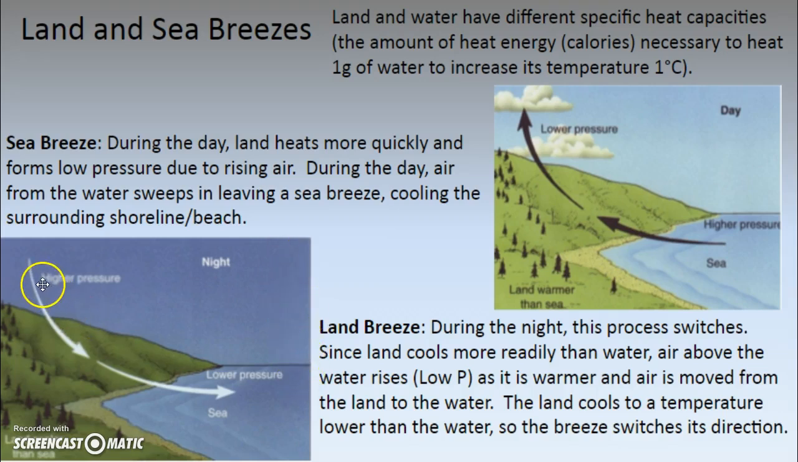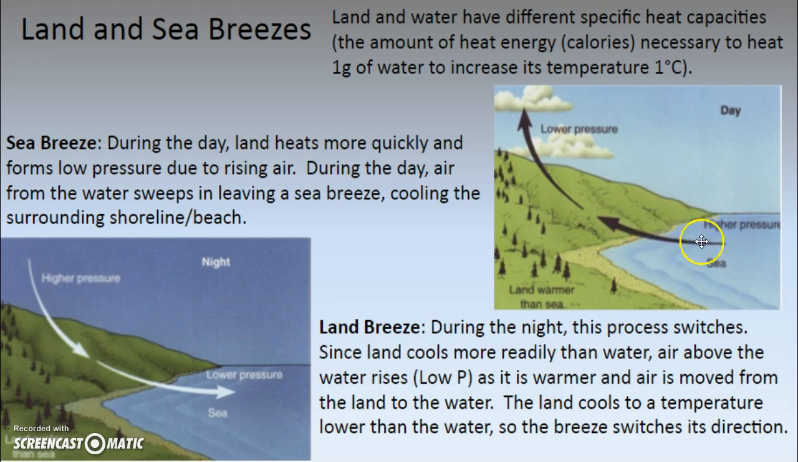And then the higher pressure is going to be air that's from the cooler land, right? It's going to change the temperature differently. So the water is going to be providing the low pressure, and the air is moving in from the land to the water. And the land cools to a temperature lower than the water, so the breeze switches in its direction. So at night, if you're standing on the lake, the land breeze here is going to come from, well, let's just say from the west towards the lake. But during the day, it's going to be a sea breeze. In our case, locally, we call this a lake breeze.